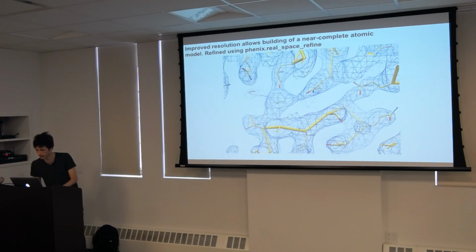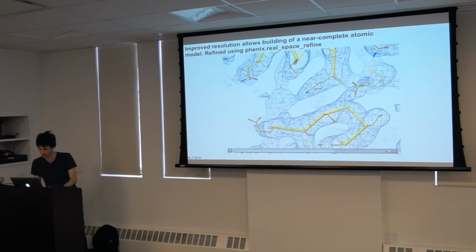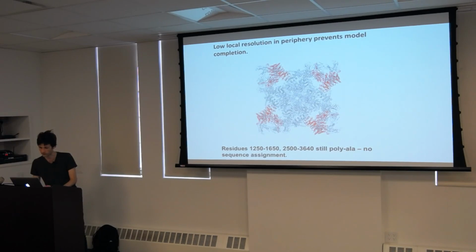And as I mentioned, once we got improved resolution, we could do a lot better than that, and we could build a complete atomic model. However, in that case, we were still missing about 1,000 amino acids. So the regions that are highlighted in red here are regions that in the best model until recently we had assigned as unknown residues, because these are in a very repetitive region of the sequence, and the resolution here is poor. And so we couldn't assign them.